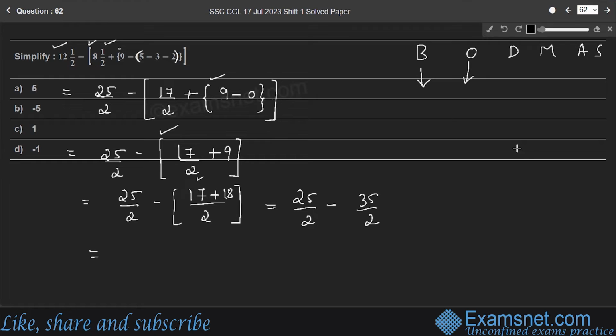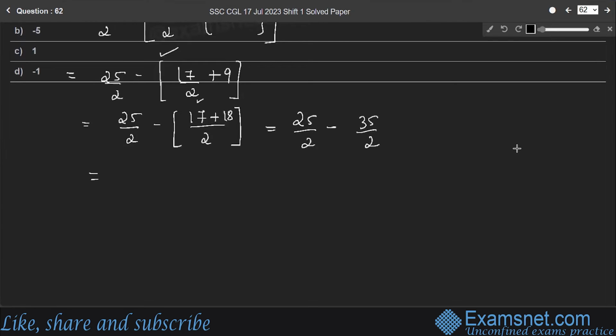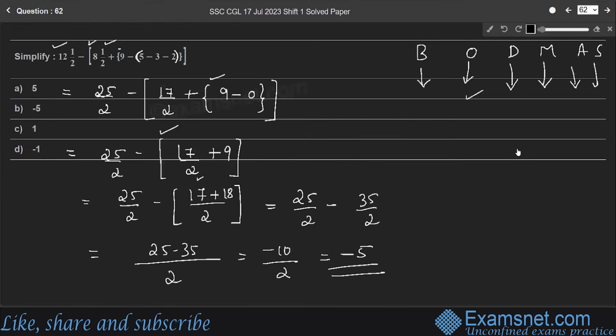So there is no of part here. There is no division part, multiplication also. There is no addition. So directly go for the last part, which is subtraction, right? So here 2 is the LCM, 25 minus 35 is minus 10 by 2. Therefore, the answer is minus 5, right? So look at the options. Option B is the right answer. Minus 5 is the answer.